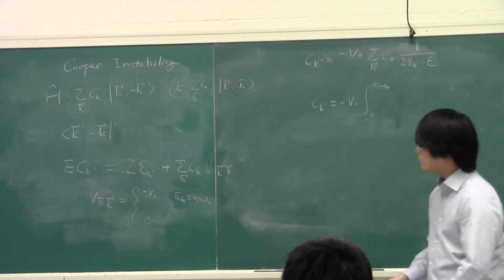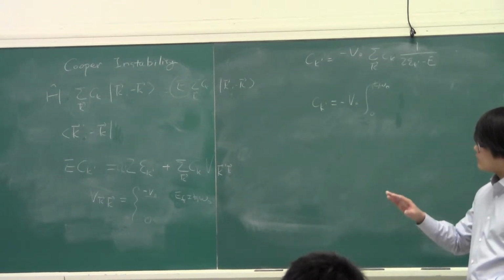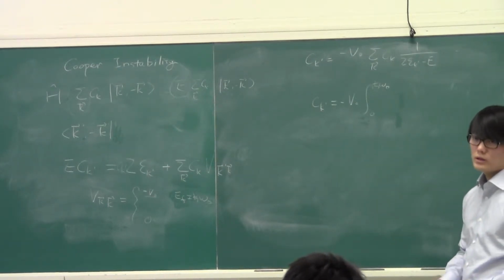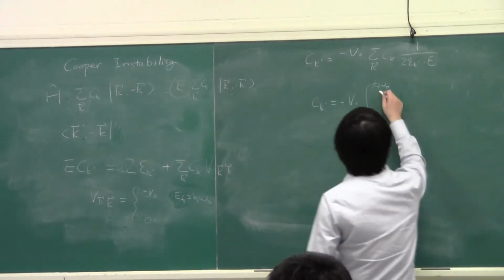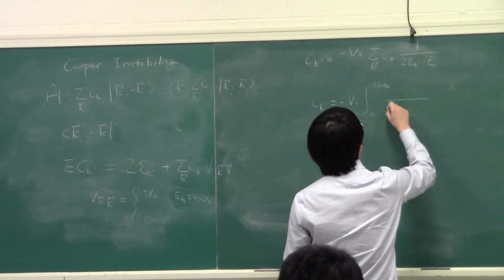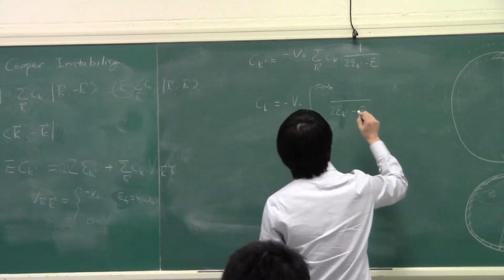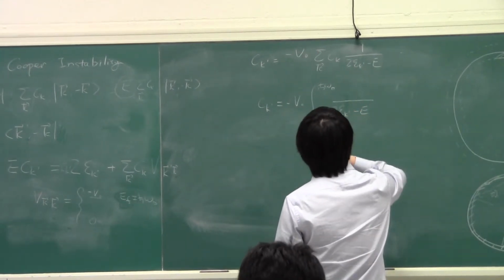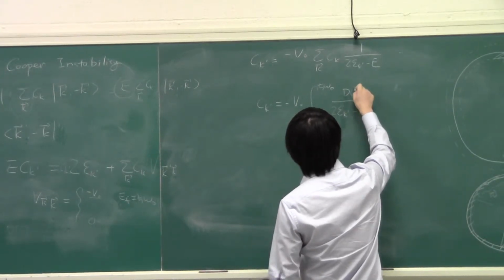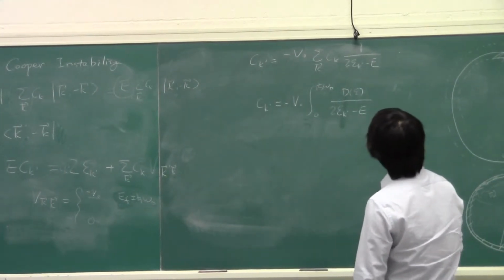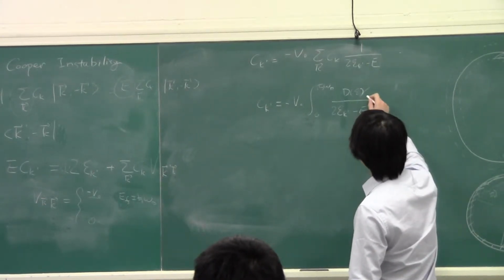I'm going to put the Fermi energy as the zero energy of reference. So the summation goes over the Fermi sphere up to here. And then the integrand is 2 epsilon k prime minus E. And then up here we have the density of states as a function of E.